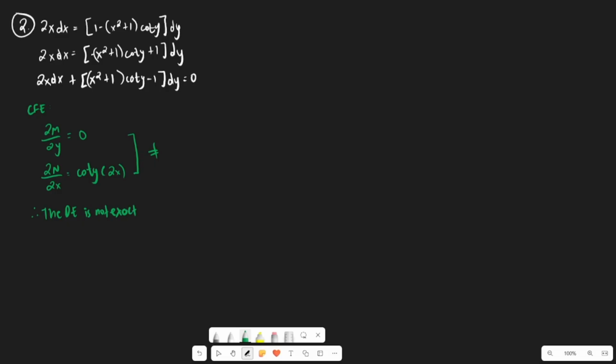So in order to make it exact, we should first find the partial of M with respect to y minus the partial of N with respect to x. So this is 0 minus cotangent y times 2x. So we have negative 2x cotangent y. Now the next step would be to solve for the integrating factor.